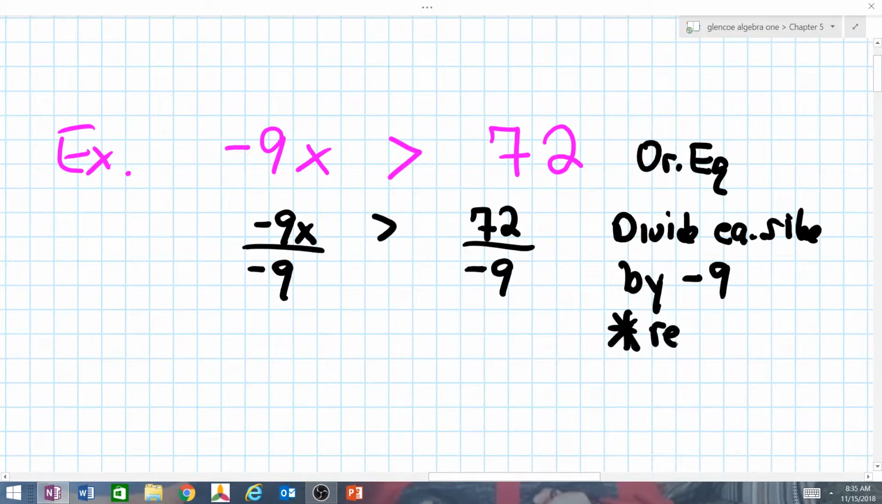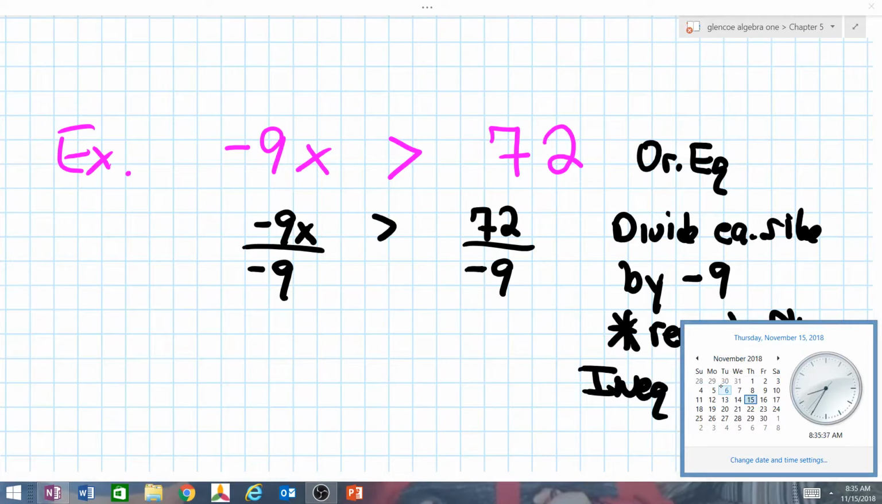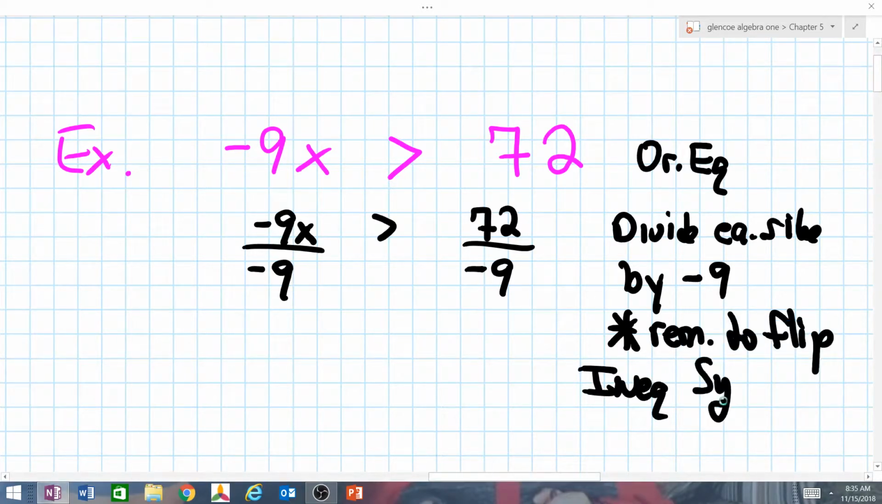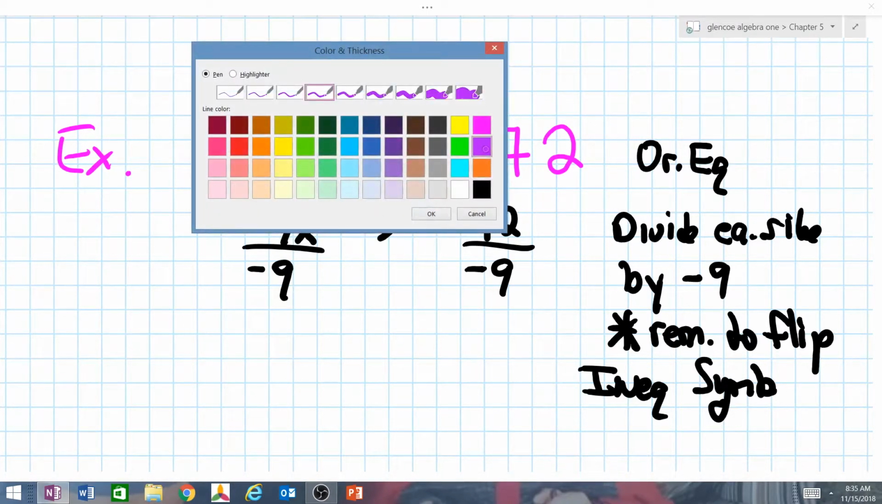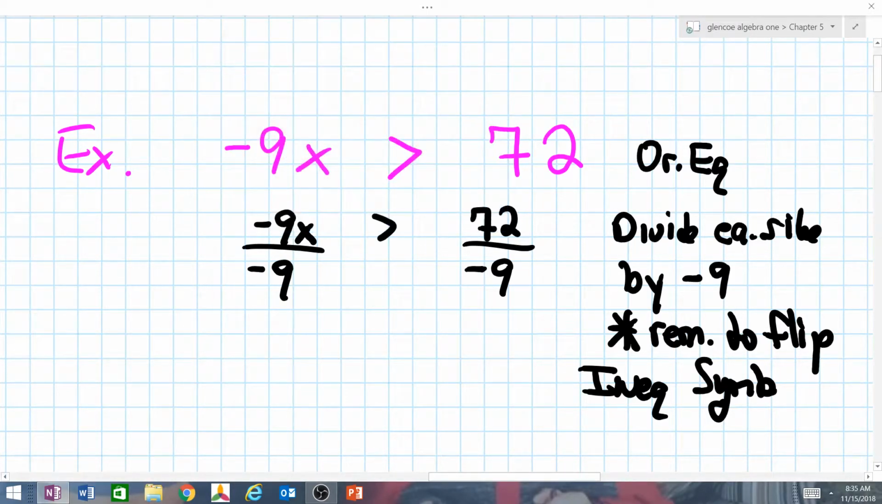And I'm going to give you an asterisk. Remember to flip the inequality symbol. So let me tell you what I do when I do these problems, and this is the way I've taught it for the past 21 years. And I would prefer that you guys would just listen and maybe implement this as you're solving these problems.